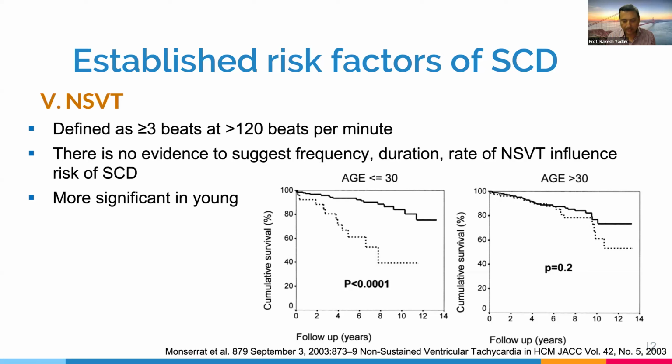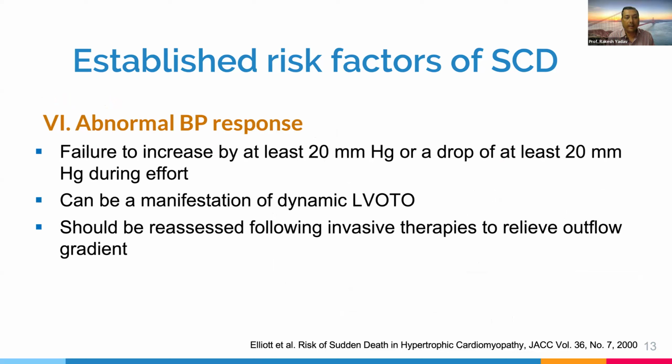sudden cardiac death. Abnormal BP response has also been studied, and it has been suggested that failure to increase by at least 20 millimeters of mercury, or a drop of at least 20 millimeters of mercury during effort, may carry a higher chance of sudden cardiac death. And it may be the only manifestation of dynamic LVOT obstruction. It should be reassessed following invasive therapy to relieve the outflow gradient.